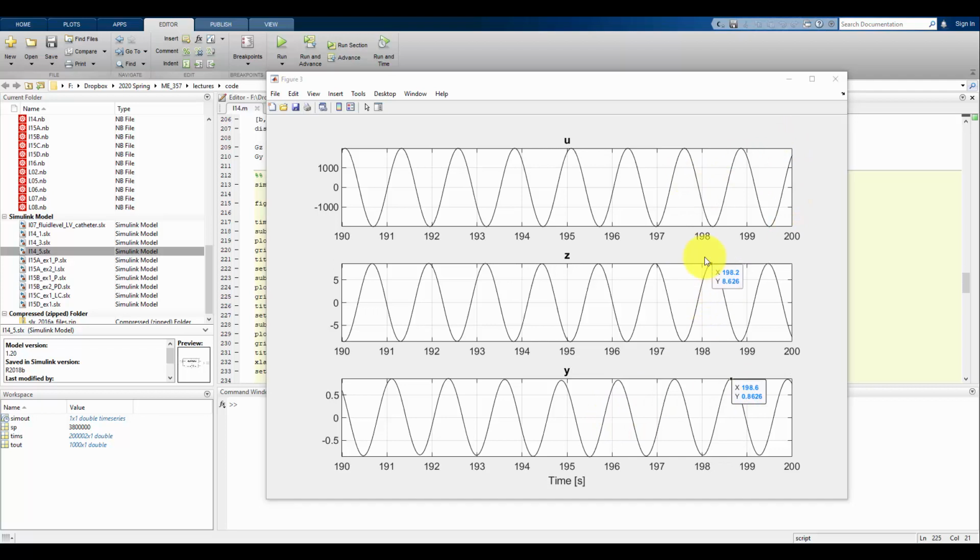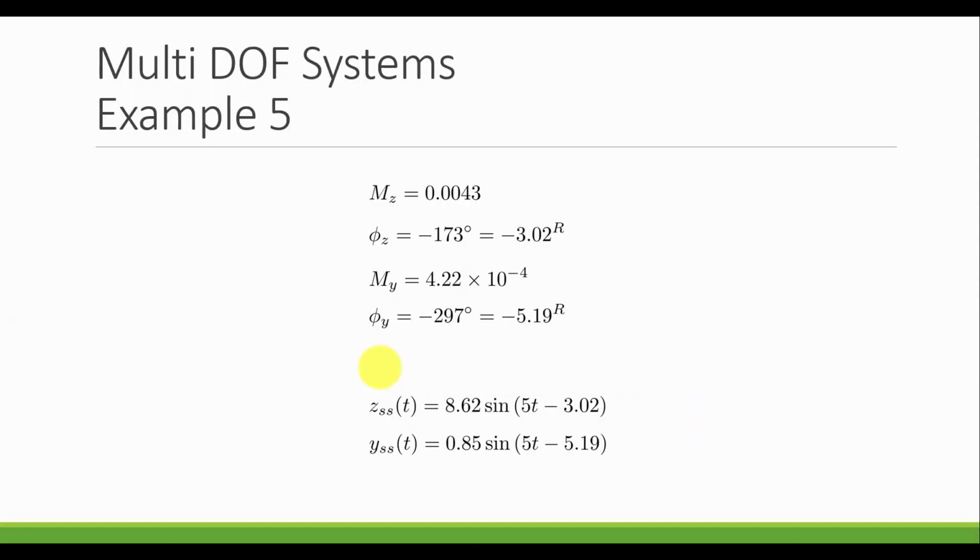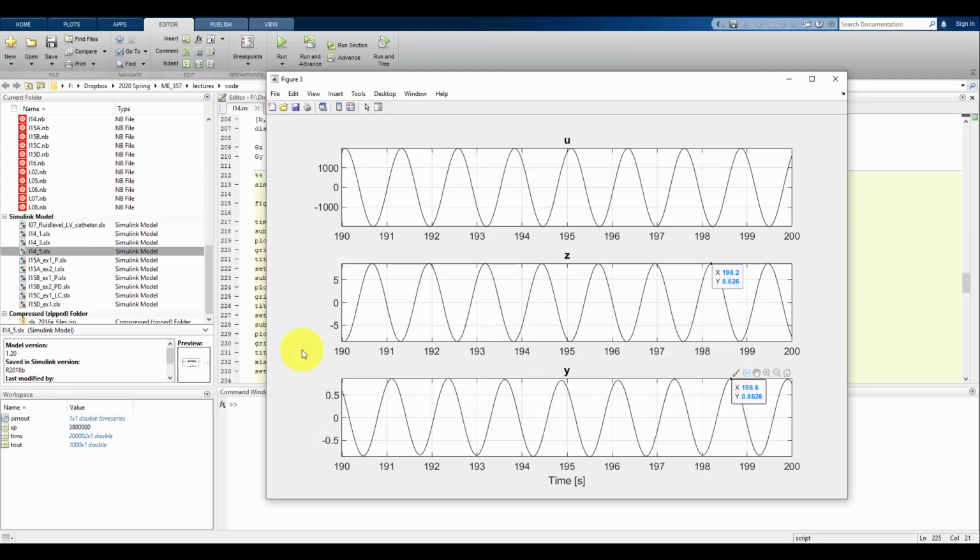Looking at the peaks, for Z I have a peak value of 8.63, with a little bit of rounding. And for Y, I'm getting a peak value of 0.863, again with a little bit of rounding. If we go back briefly, those amplitudes do match, at least to pretty much 3 decimal places, what we predicted using the Bode plot. So the amplitude of Z is about 10 times that of Y, and that was confirmed by the plots we just made in simulation.